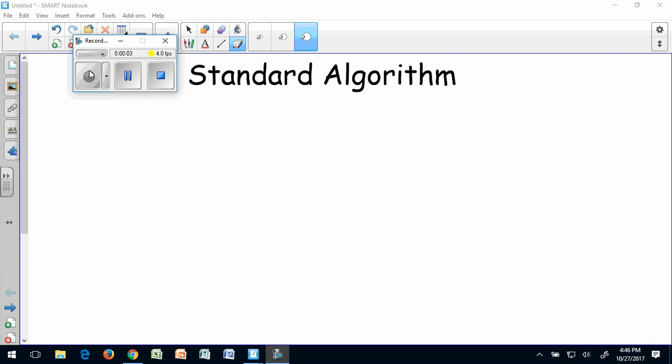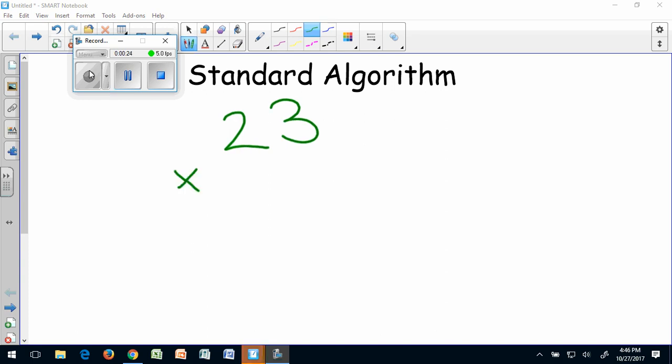Today we're going to use the standard algorithm to multiply 2 and 3-digit numbers by 1 digit. Please write standard algorithm on the top page of your notebook. You're going to be using this page to do problems along with me as I do them on the board. We are going to start with a problem that does not have any regrouping.